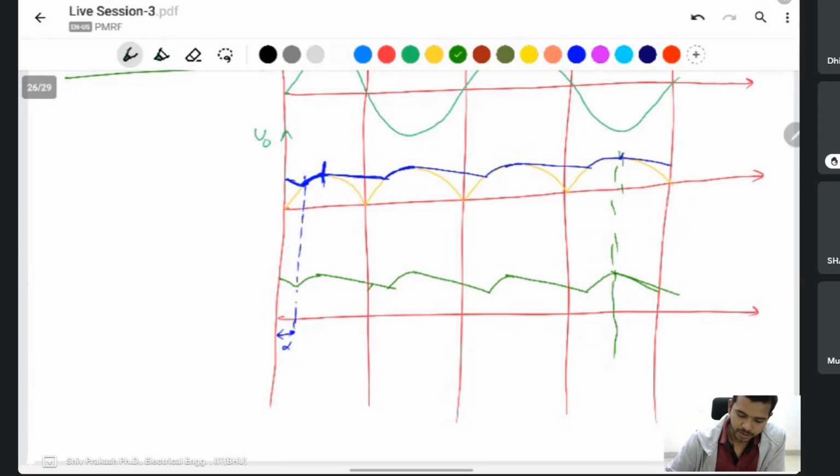This is the output voltage, the actual output voltage. This is the charging time of the capacitor, and this is the discharging time of the capacitor. I take the discharging time as beta, and this one is alpha, the charging time of the capacitor.